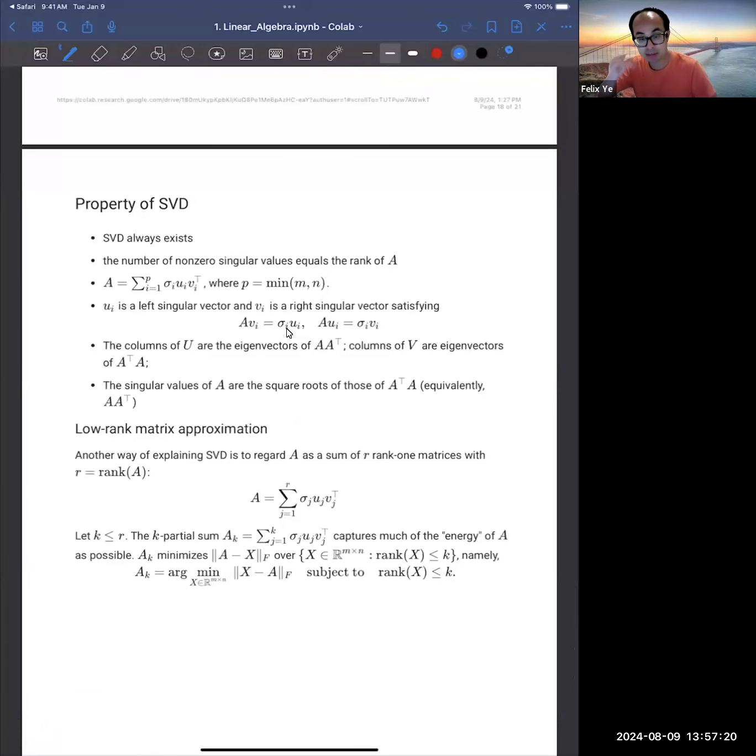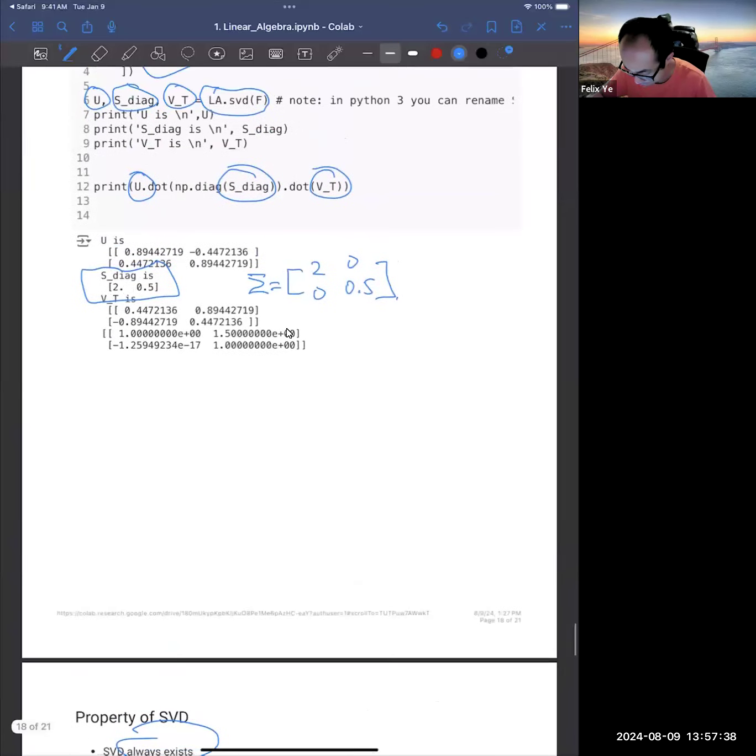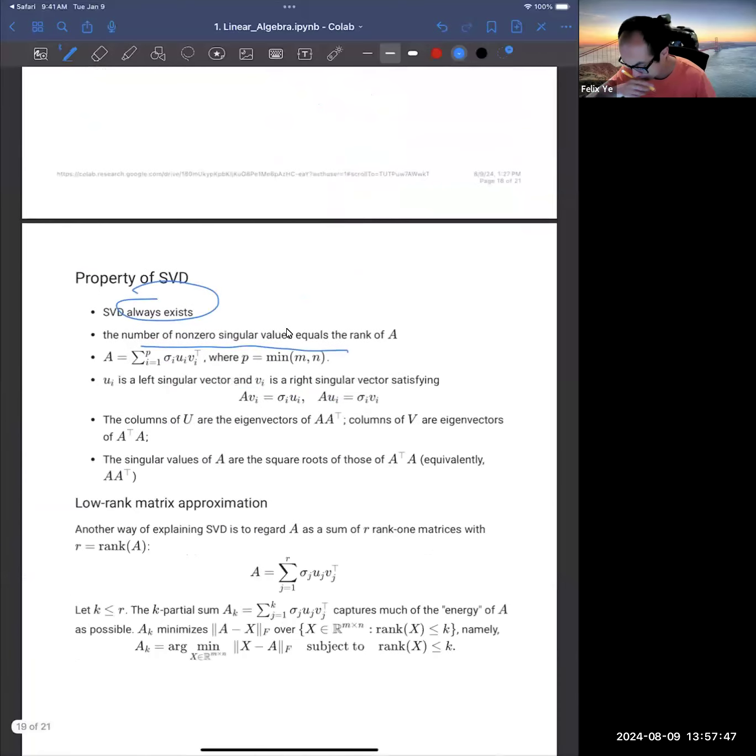There are interesting properties for singular value decompositions. For example, this always exists. This is really good: no matter what kind of matrix you work with, it always exists. The number of non-zero singular values equals the rank of A. So for example, right here you can see we have 2 non-zero values, so that means the rank of this matrix is 2.